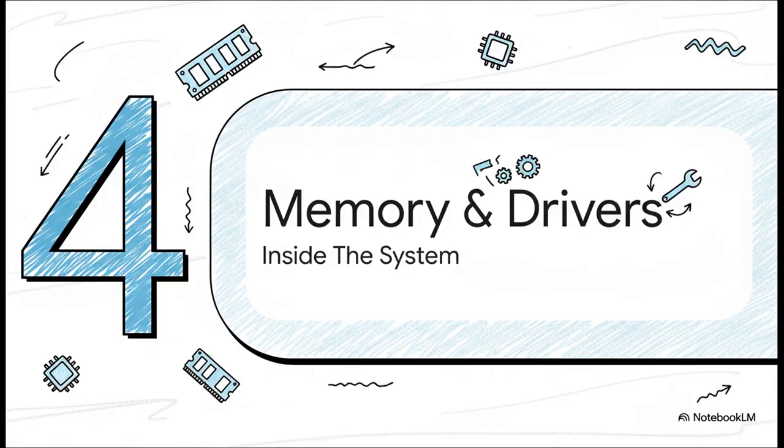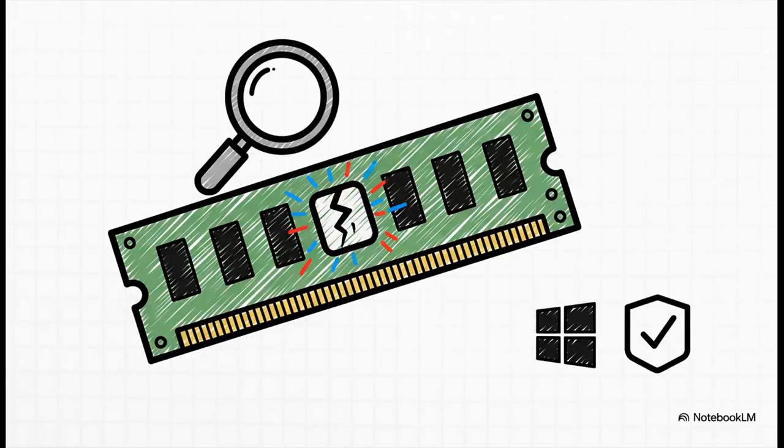Okay, so what if it's not power and it's not heat? Well, now our investigation has to go a little deeper into the system itself. We're talking about your computer's memory and the software drivers that make everything run. Your computer's RAM is its short-term memory, right? And if even one of those sticks has a tiny fault, it can cause all sorts of instability and, you guessed it, crashes. The good news is you can test it. Windows has a tool built right in, and memtest86 is a fantastic free option. Just let it run overnight, and it'll tell you for sure if a bad stick of RAM is the problem.